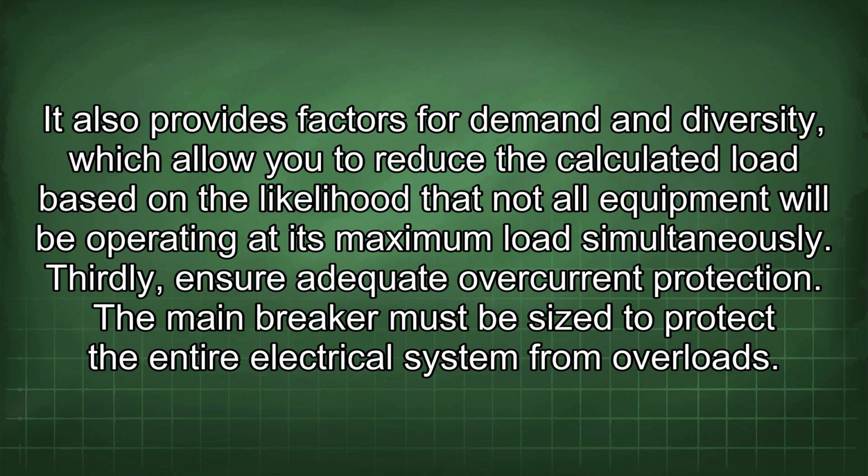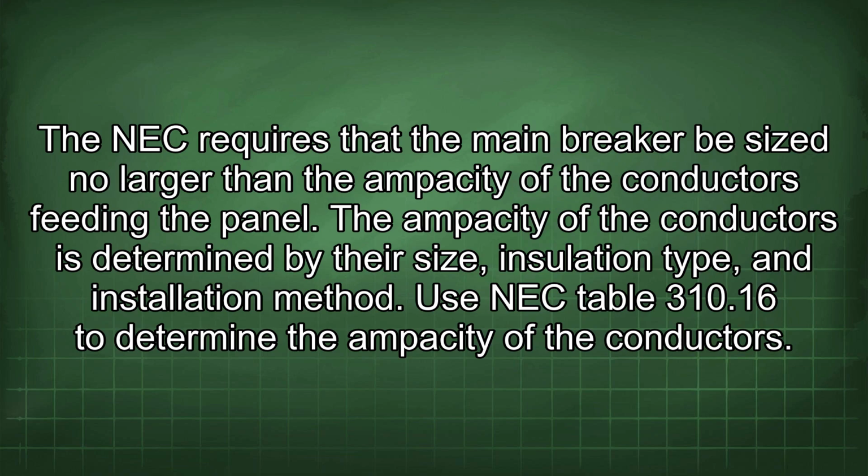Thirdly, ensure adequate overcurrent protection. The main breaker must be sized to protect the entire electrical system from overloads. The NEC requires that the main breaker be sized no larger than the ampacity of the conductors feeding the panel. The ampacity of the conductors is determined by their size, insulation type, and installation method. Use NEC Table 310.16 to determine the ampacity of the conductors.